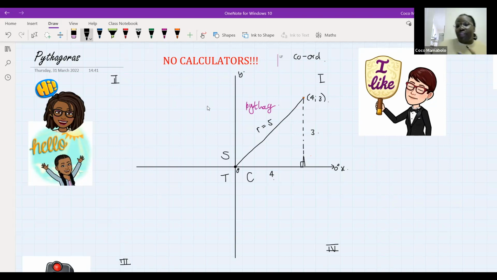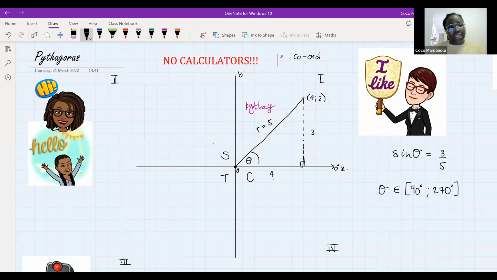The difference comes when they start restricting things for us, because they tell us that we've got an angle theta or beta or alpha, or whatever we want to call this angle over here. And now when they give us these two coordinates, they say the sine of theta is equal to 3/5. But they say to us that our theta only exists between 90 and 270 degrees. Now, there are a couple of things that we need to think about when we see something of this sort.